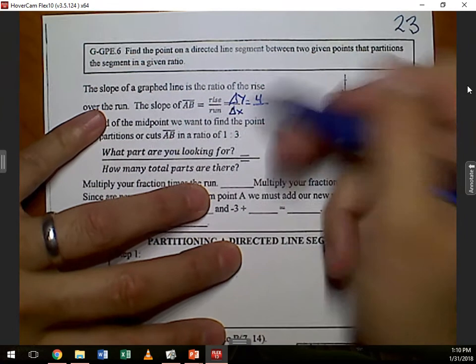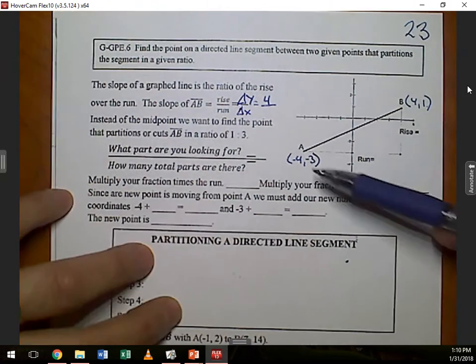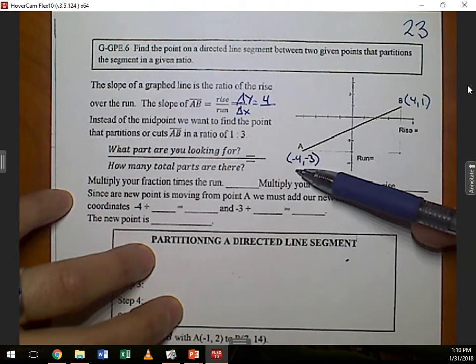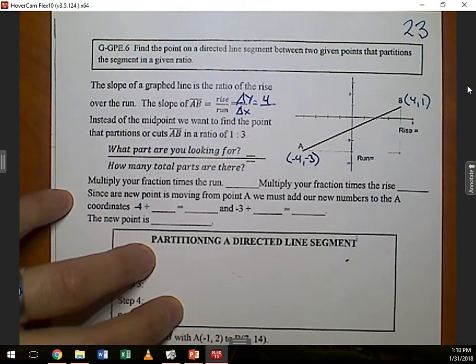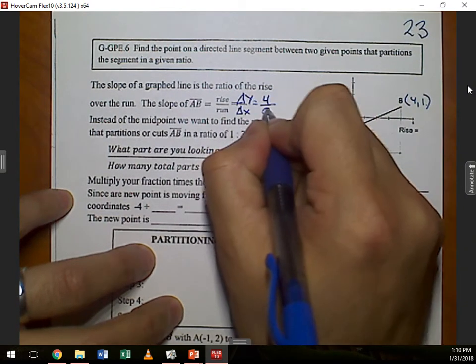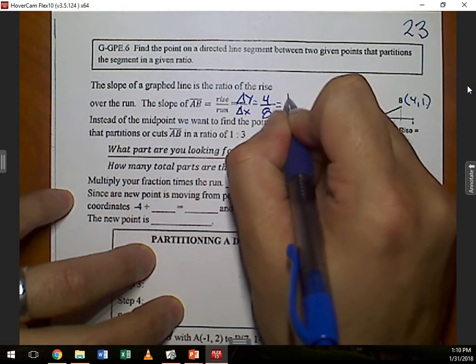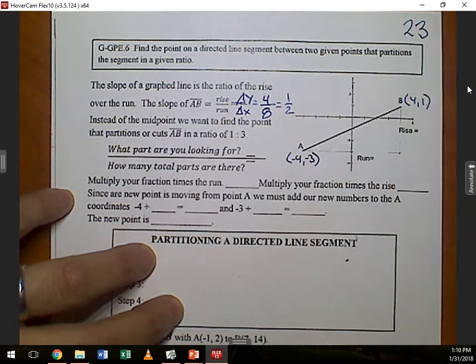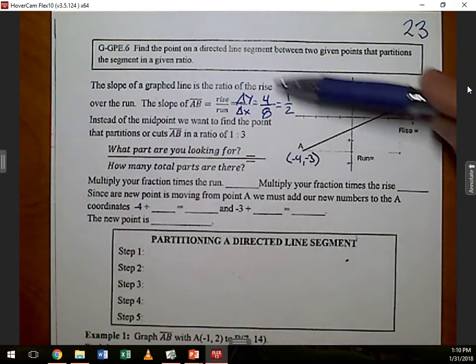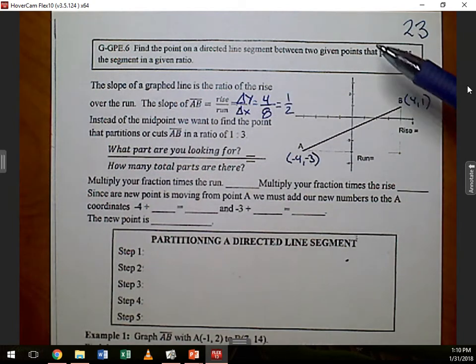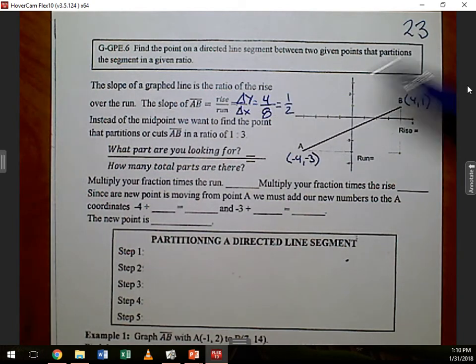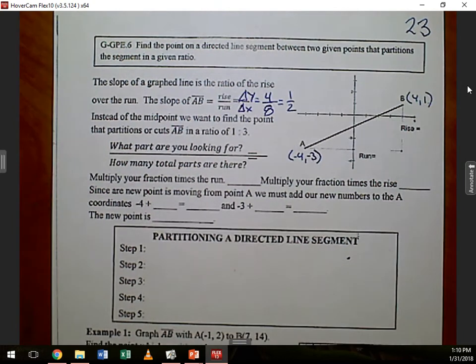over delta x. What is the change? How far apart are -4 from +4? 8. Which reduces to 1 over 2. All right? So we're going to actually use these numbers right here for this. So if I were to ask you of the slope of this, you would say 1/2, right?